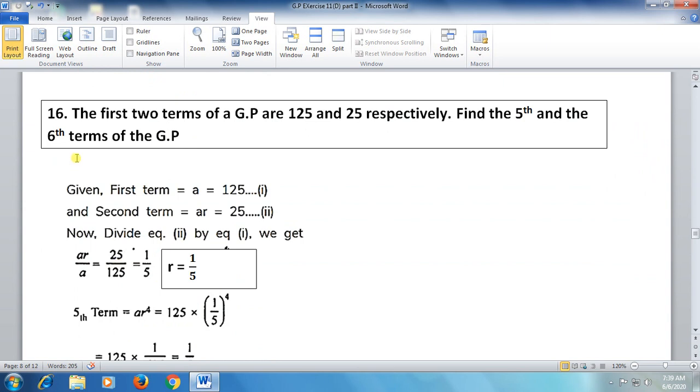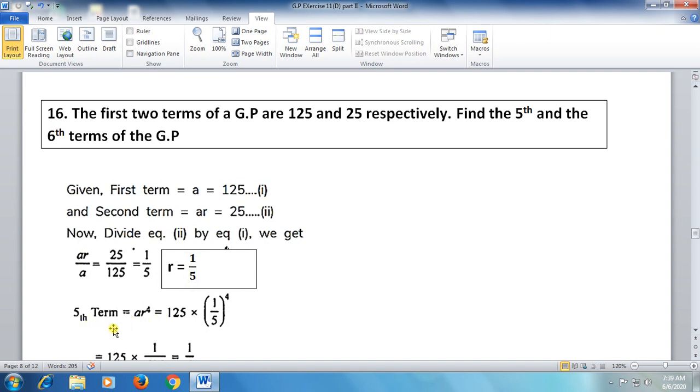Question number 16. The first two terms of a GP are 125 and 25 respectively. Find the fifth term and the sixth term of the GP. So instead of listing out the terms of the GP, the first and second terms are given here. Let us consider the first term A as 125, second term T2, that is AR, as 25. By using A and AR, we can calculate the common ratio T2 by T1, that is AR by A. So the value of R is equal to 1 by 5.